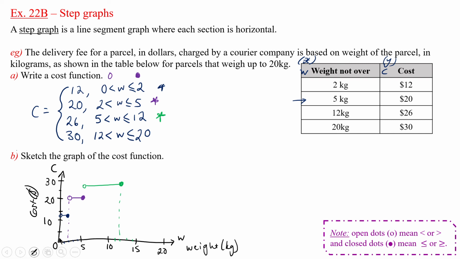And then finally, our last step, which I'll do in red, very bright red, but that's fine. We're looking at 30 for a parcel that is between 12 kilograms and up to the 20 kg mark. So we can see that our steps aren't quite even. They get larger as we go across. And that's it. That's how we sketch the graph of that cost function.